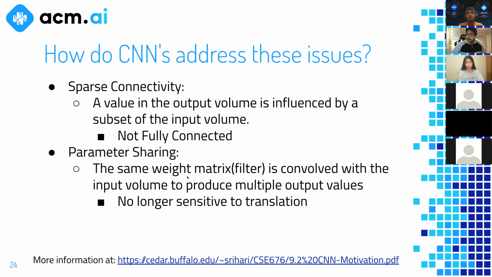In a CNN, we use the same weight matrix, or filter, in our convolutional layer for multiple sections of our image. You can think of it as sharing weights among different parts of our image. As a result, if the same weights are used for multiple parts of our input volume, we're no longer sensitive to translation because we're using the same weights everywhere.